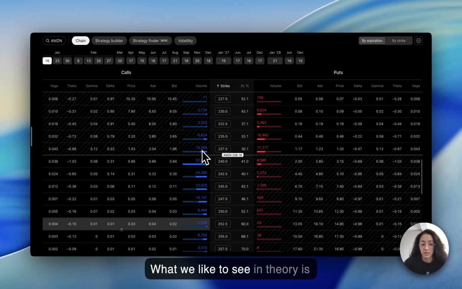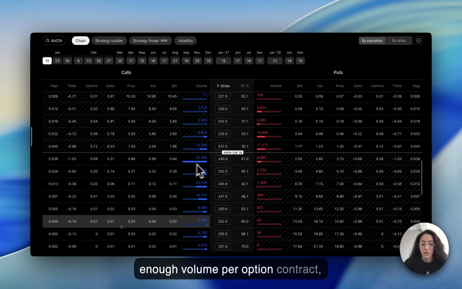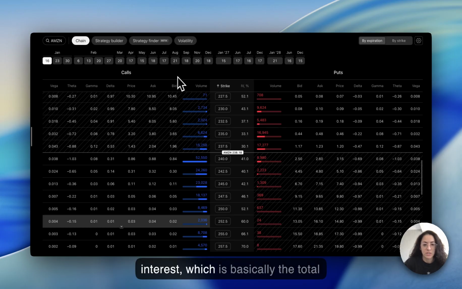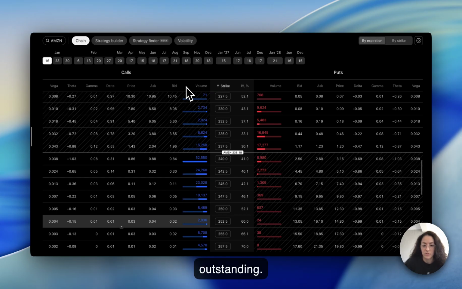And what we like to see in theory is enough volume per option contract, because the volume indicates the number of contracts that are traded during the current session. We want to see a big number. Now here on TradingView, they're not showing the options open interest, which is basically the total of outstanding contracts, how many contracts are available. We also need to consider that, but you have it on most brokerages. So let's imagine that we have OI here written, and we have some numbers. We also want to see not only big volume, but even enough contracts outstanding.